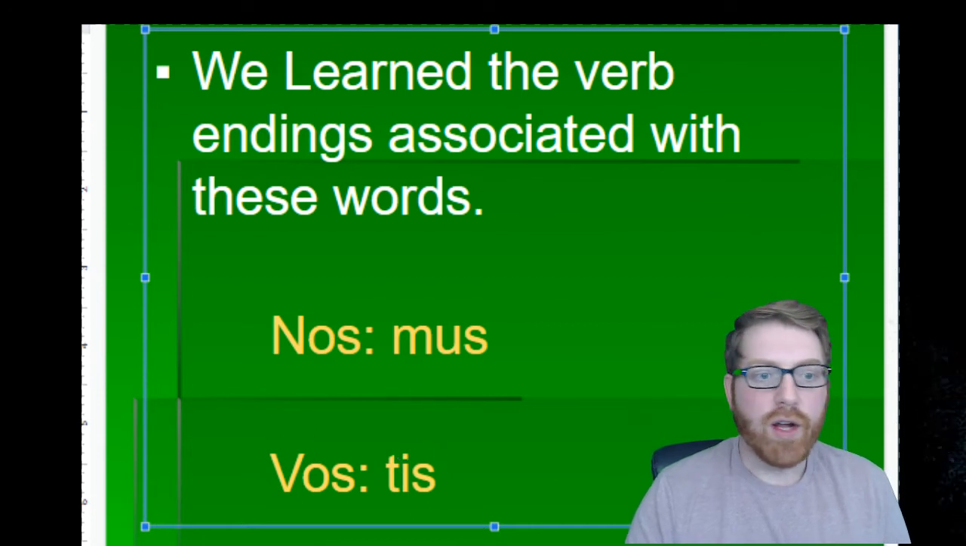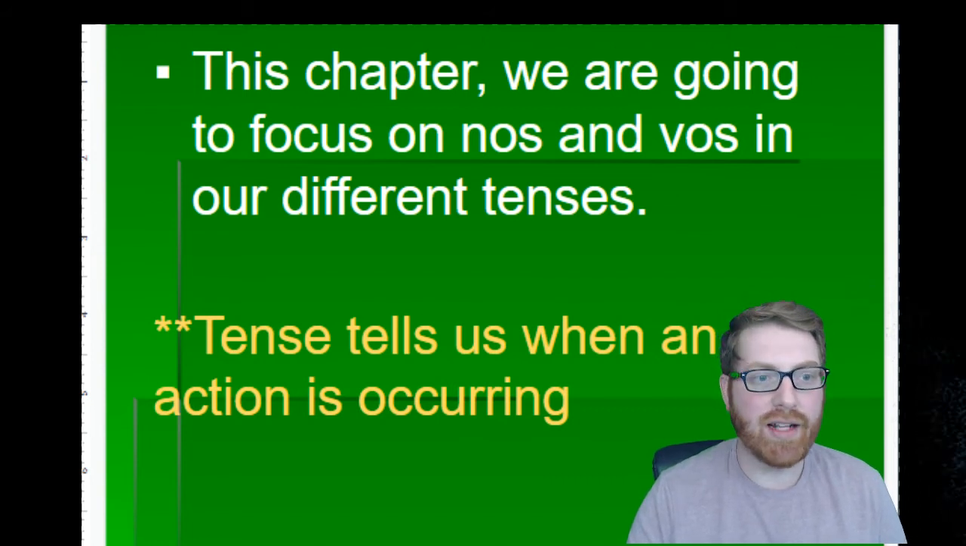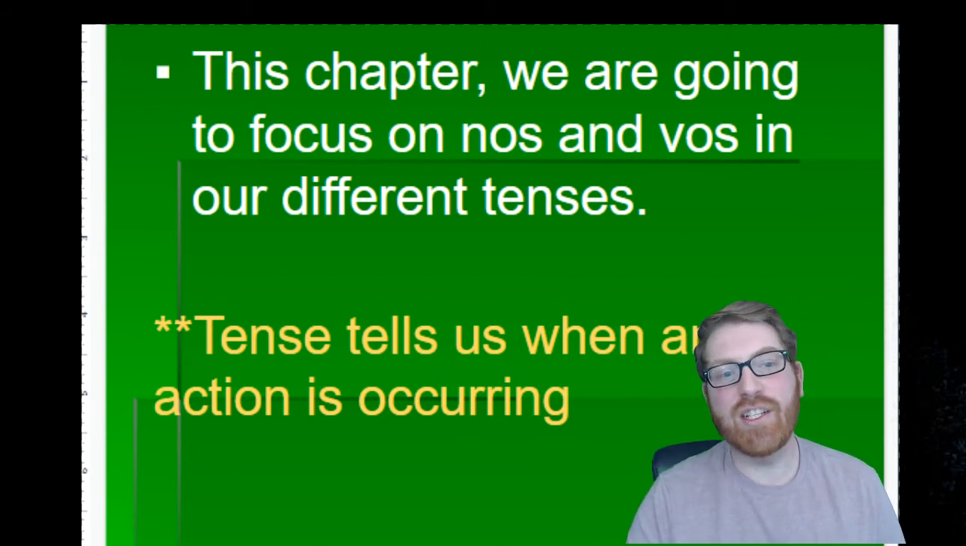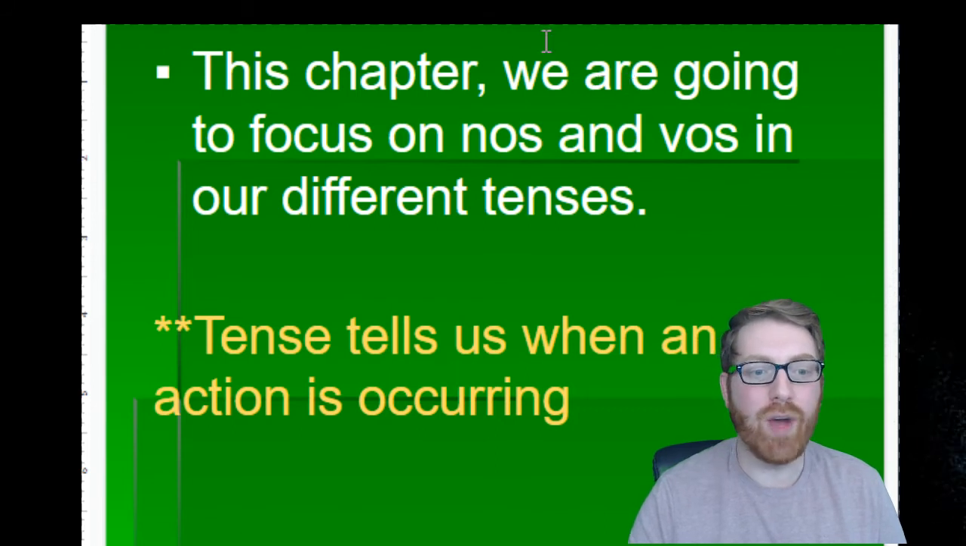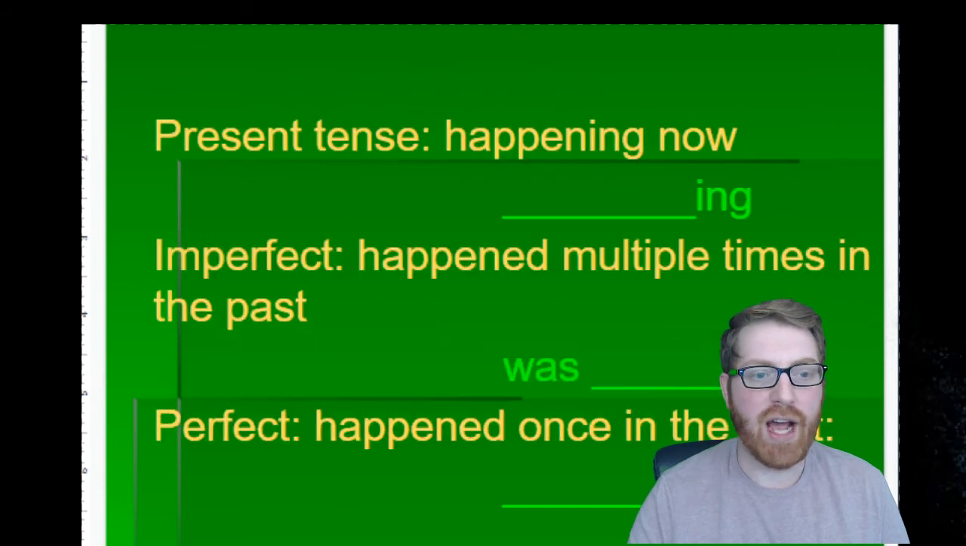This chapter, we're going to keep all that, but now we're going to go back and really pay particular attention to tense. All right, remember, tense is what tells us when an action is happening. Now, in the past, if it happened multiple times in the past versus one time in the past, but tense is going to be the focus for this chapter.